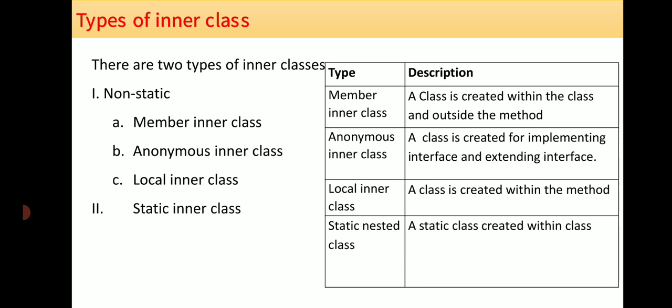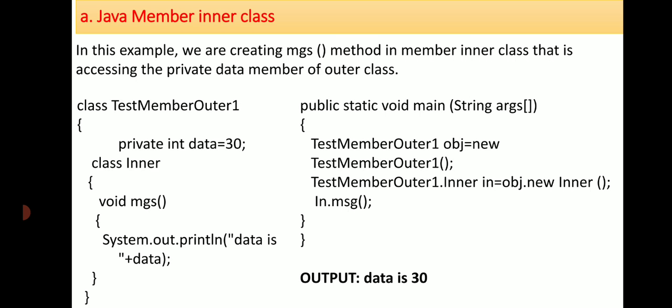For a local inner class, a class is created within a method. The class we create inside a method of an outer class is called a local inner class. We have already studied the static inner class, where a class is prefixed with the keyword static, and such a class is called a static inner class, but we define it inside the outer class.